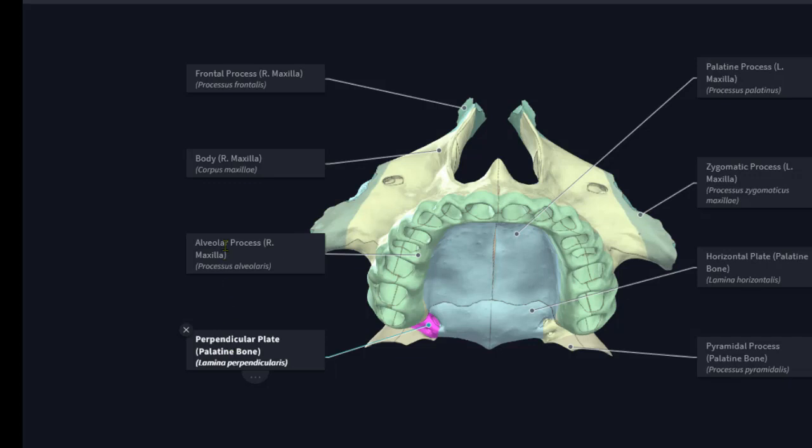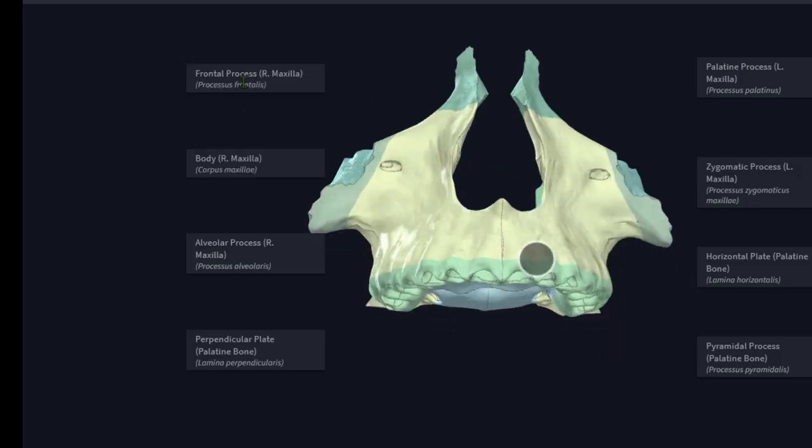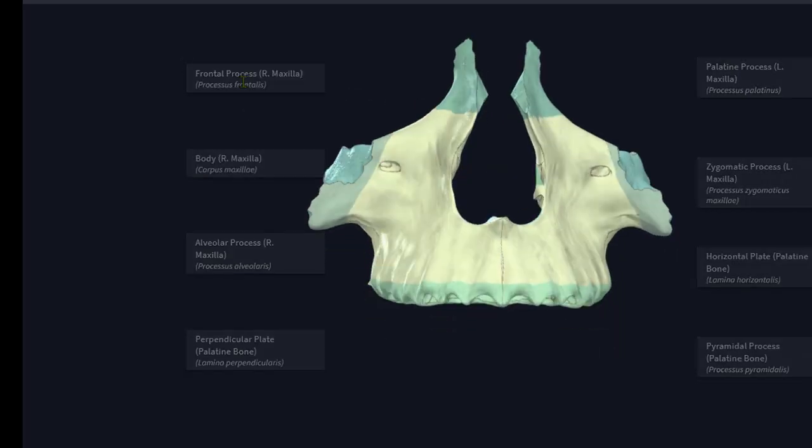Then these are the alveolar processes of the maxilla, and this is the body of the maxilla that I already have covered, and this is the frontal process of the maxilla. So here you can see this is the frontal process of the maxilla.